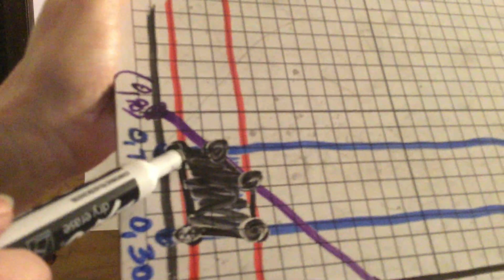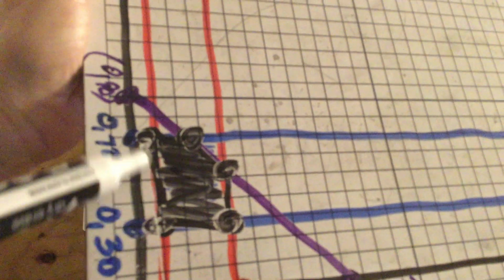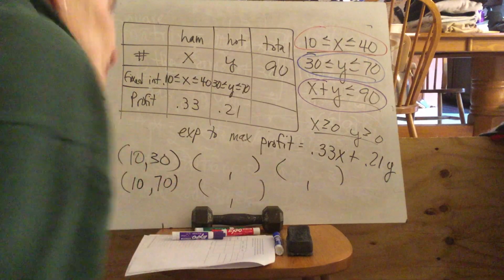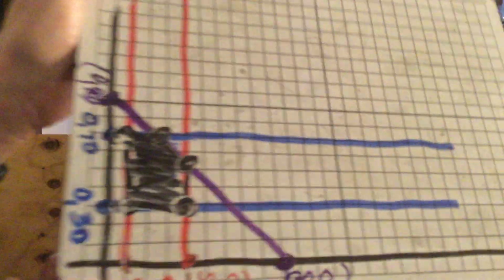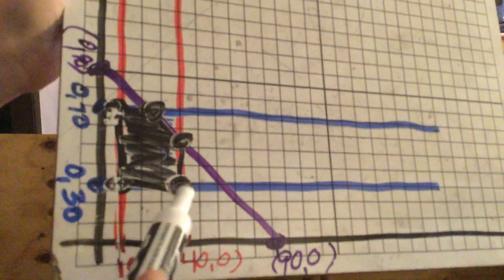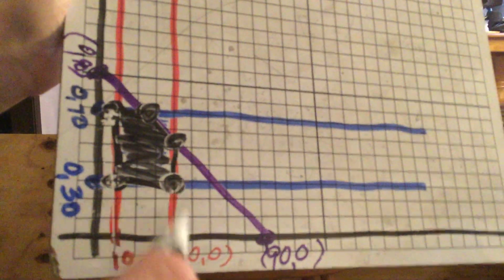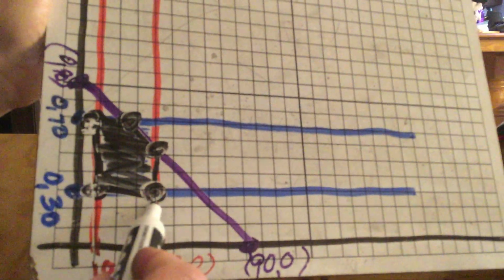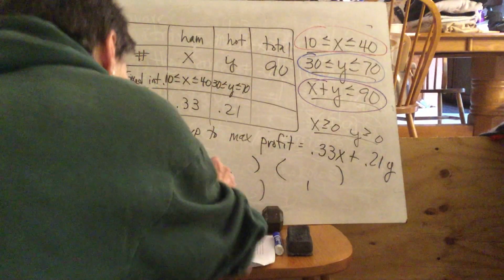Now, this one's just as easy. That one's still over 10, but now it's up 70. So that's the point (10, 70). This one's on the 40 line for X and the 30 line for blue. So it's (40, 30).